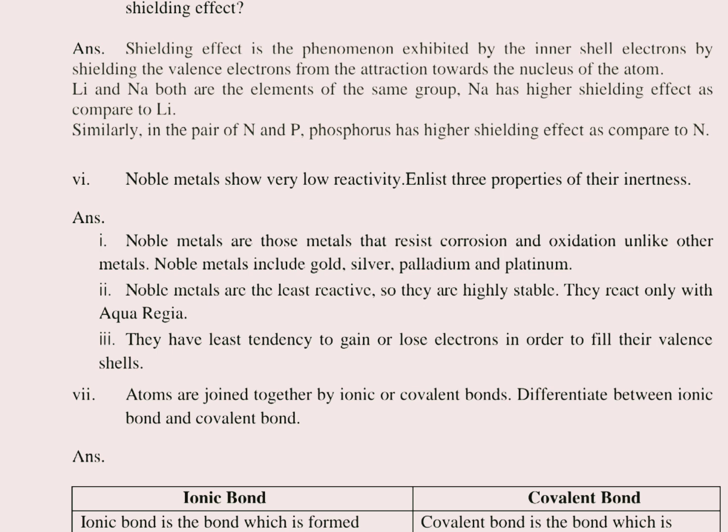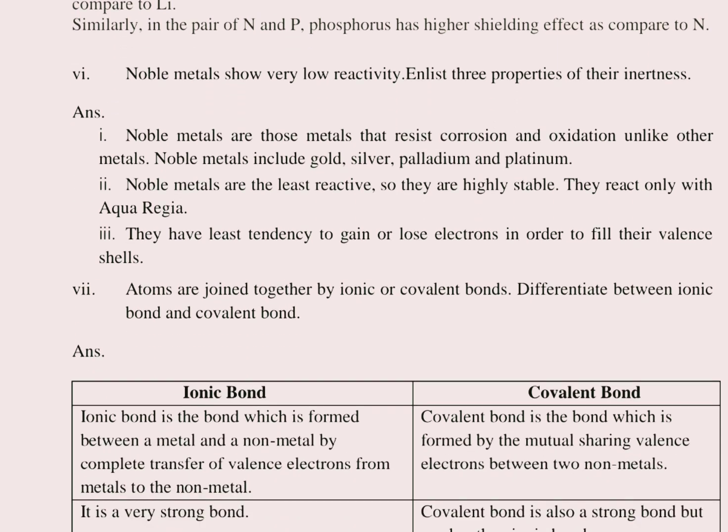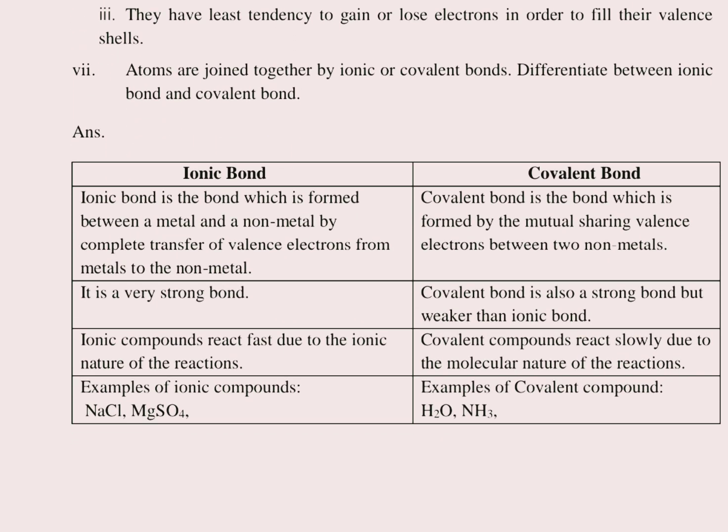Next question is, atoms are joined together by ionic or covalent bonds. You have to differentiate the ionic and covalent bond. So the very major difference is ionic bond is the bond which is generated by the electrostatic force of attraction when the opposite ions come closer together, and they are made between non-metal and metal when there is a huge electronegativity difference between the atoms which are joining.